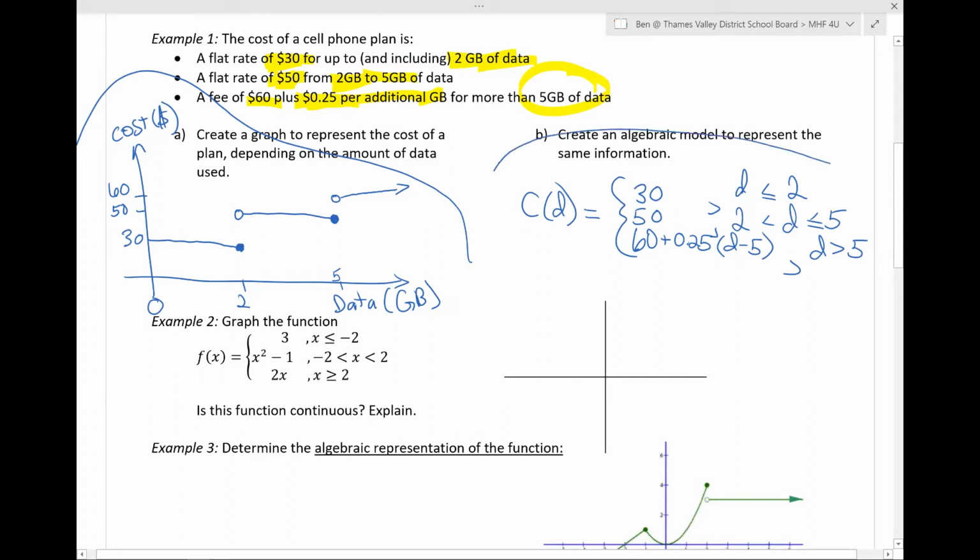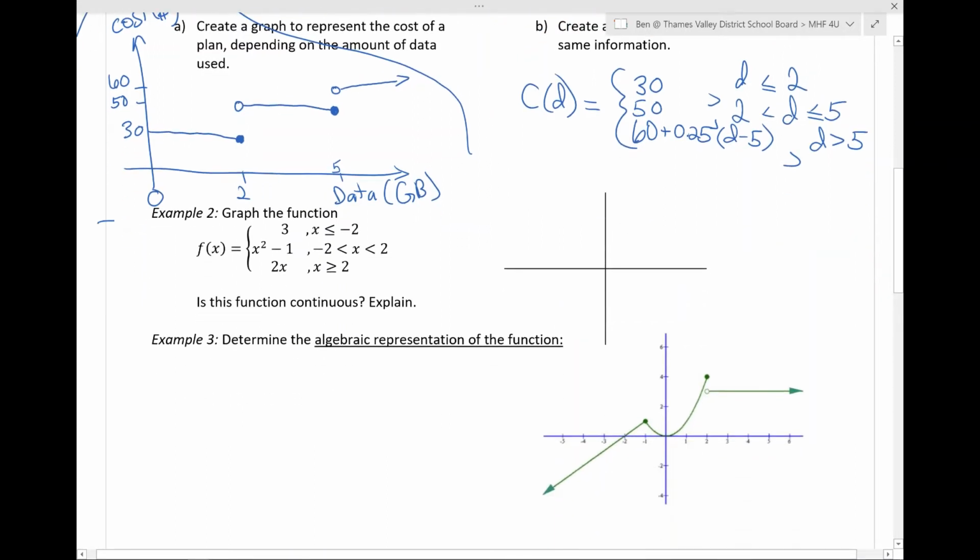If not, I'm hoping you're able to follow this. If you're struggling with it, again, we will go over it. We can help you out. Next, example 2 here. So we're going to graph another piecewise function.